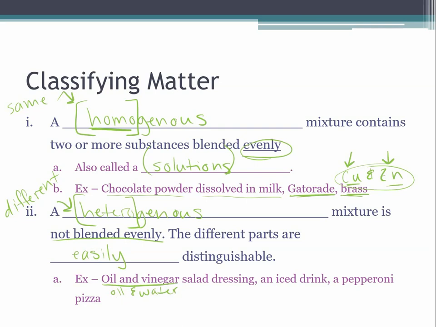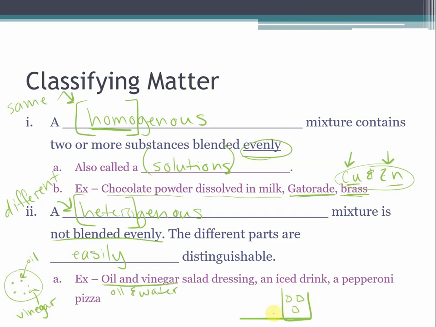You could put it in a blender and blend it, but if you look, you're still going to see little pockets of oil floating around in your vinegar or in your water. You're going to see the different pieces. You can say, oh, this is the oil and this is the vinegar or the water or whatever you're mixing it in. Another example would be an iced drink. Not a cold drink, but an actual drink with ice cubes in it.